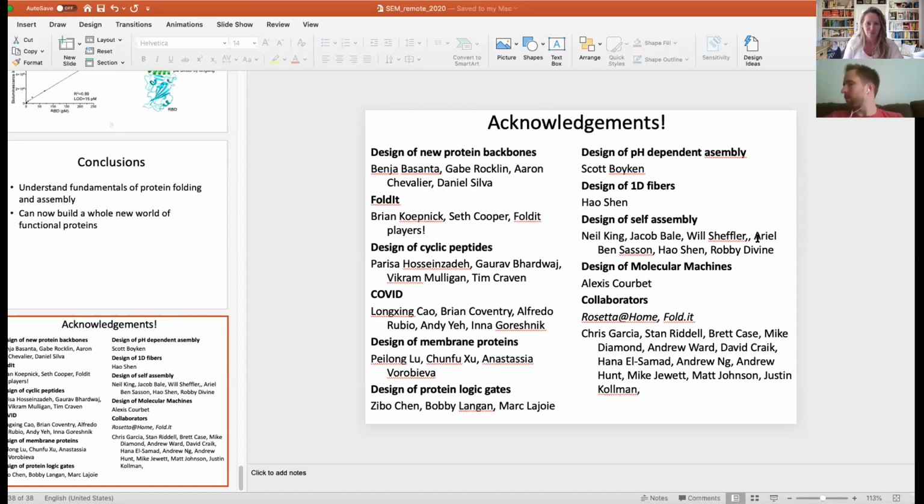The 1D self-assembly was work of Ariel. The 2D self-assembly is work of Ariel and Jacob, together with Neil and Will and Robbie designed the icosahedra, and Alexei designed the molecular machines.